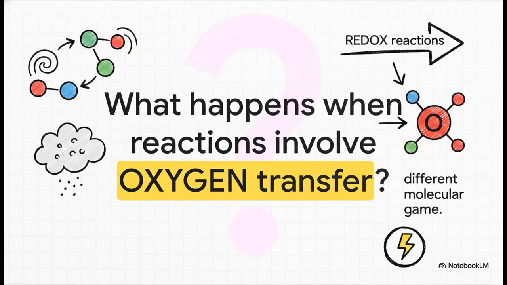So we've completely conquered double displacement and those cloudy solid precipitates. But this actually leaves us with a pretty massive, thought-provoking question to close out this explainer. What happens when reactions don't just swap partners, but actually involve the direct transfer of oxygen? Now that question takes us into a totally different molecular game with its own wild rules, redox reactions. And that is exactly what we'll be tackling next time. Until then, keep visualizing those molecular partner swaps.